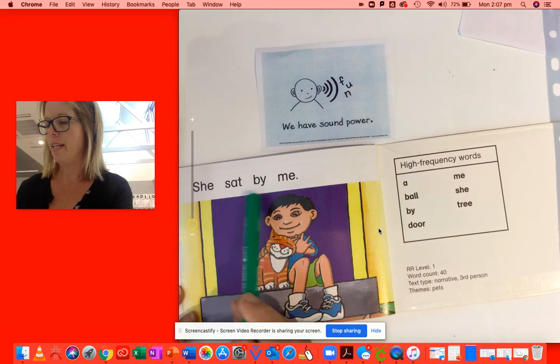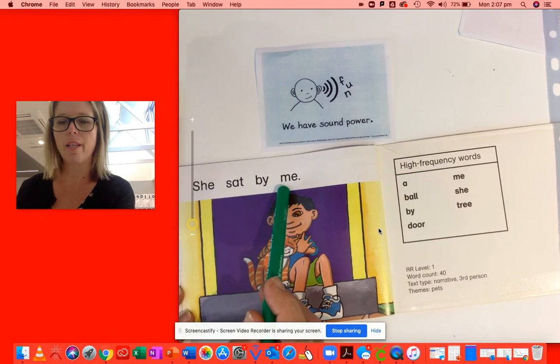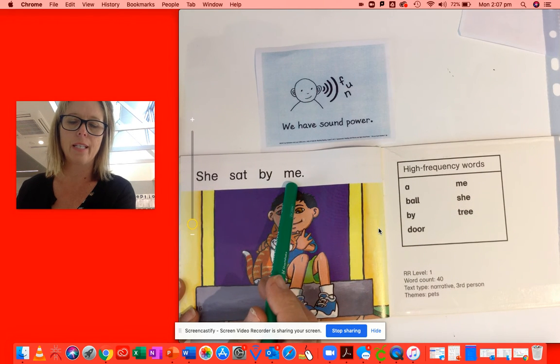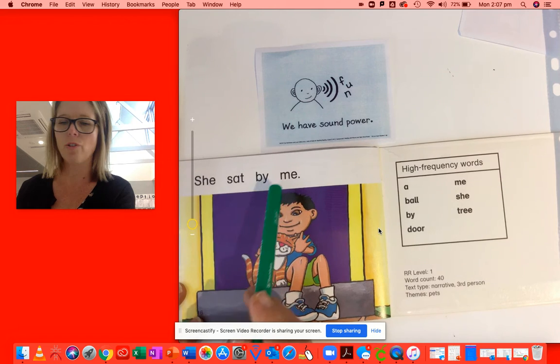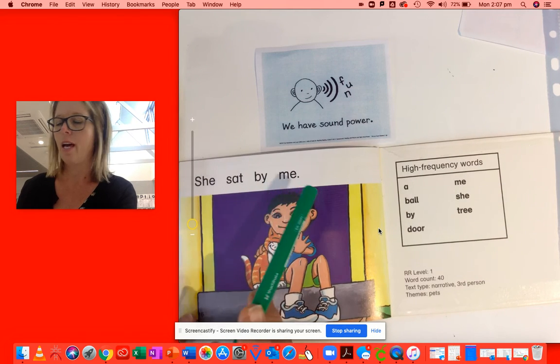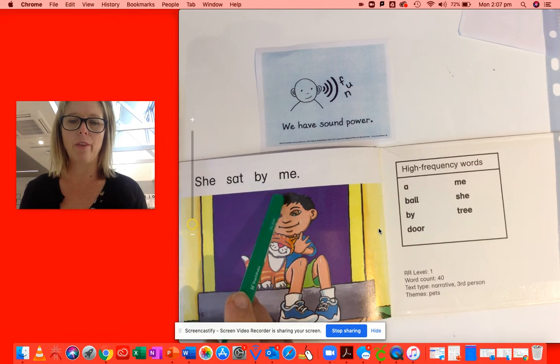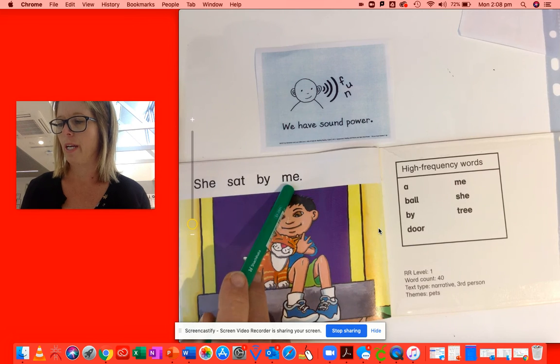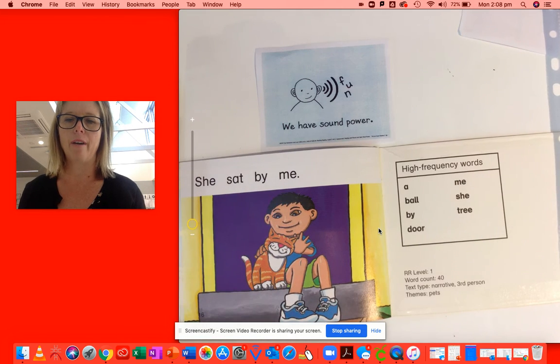And again, just think about, they might not remember that that is a snap word. They might try to sound it out. They might need your help to remind them, oh, that is a snap word. Let's look at the snap word book and find out. So sound power is looking at the first sound, it's looking at the end sound, and looking at the sounds in the middle.